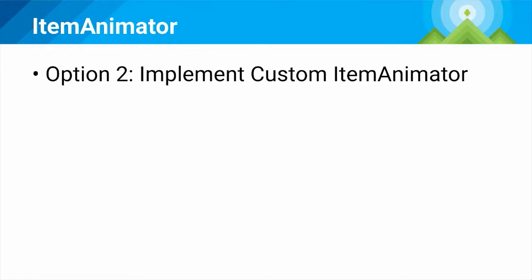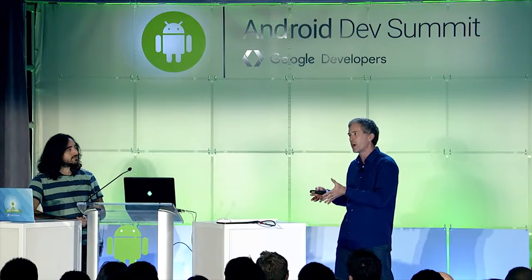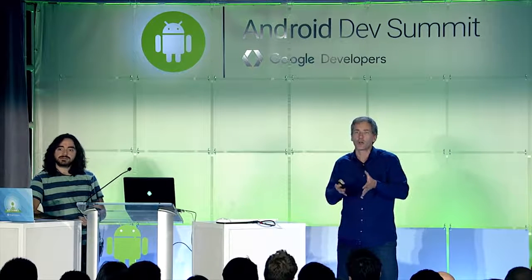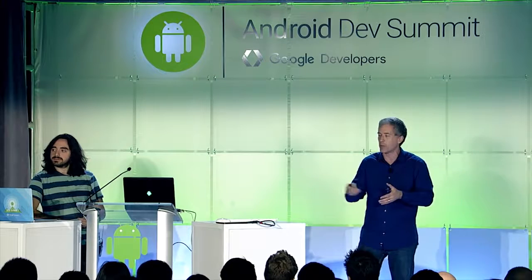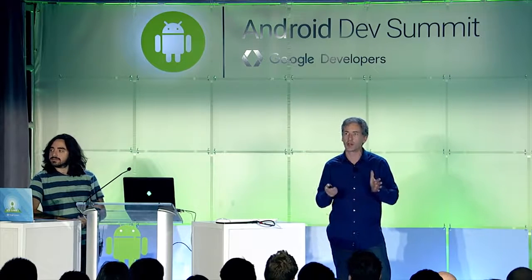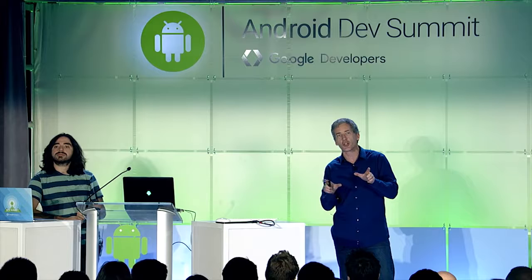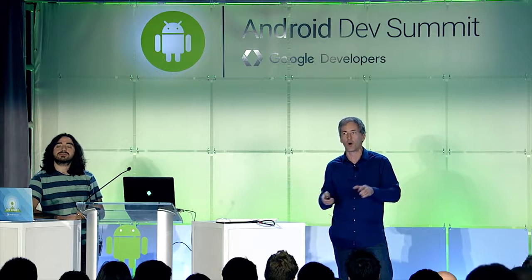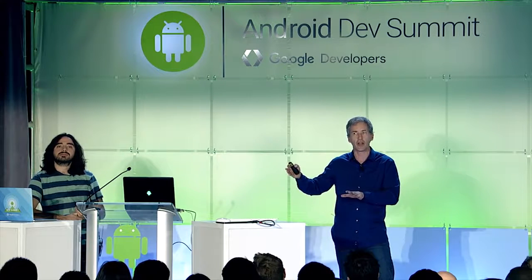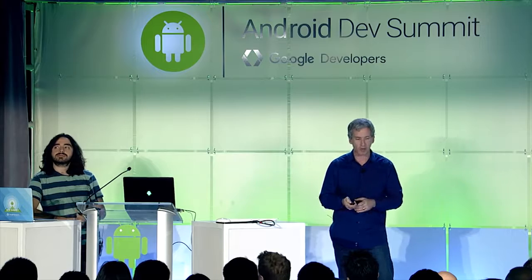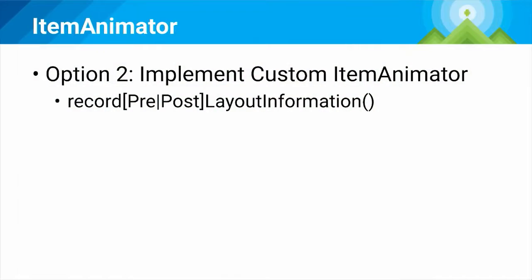Option 2 is you can get a little more customized, and you can implement item animator directly or implement simple item animator, or you can subclass. So what we did in the demo you're about to see is we subclassed off of default item animator and then just overrode the specific capabilities that we wanted. So there's a lot of things that you can lean on there so that you don't have to actually do everything. So there's an important step about recording the pre and post layout information.